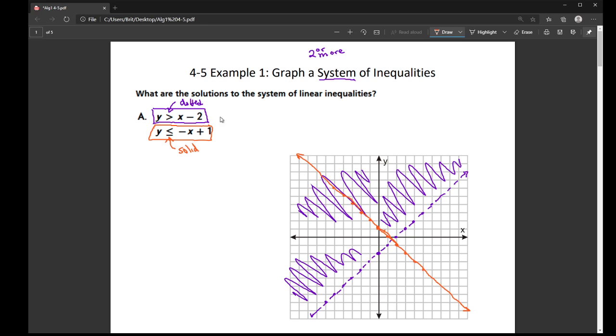Now, in terms of shading, it says that y is less than or equal to all this stuff. So I would shade down from the orange line. So the orange shading comes down this way.